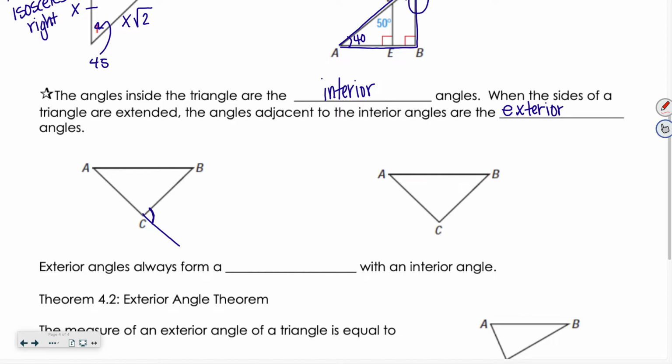What do you notice about this interior angle right here and this exterior angle right here? They're supplementary, they're a linear pair. So exterior angles always form a linear pair with an interior angle. Exterior angles always form a linear pair with an interior angle.